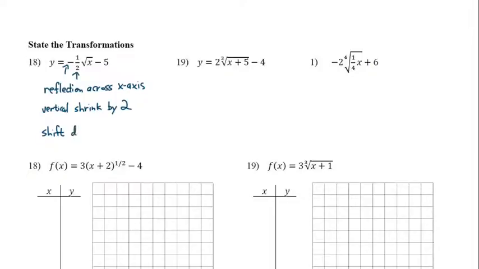So we're going down, and it is 8 o'clock in the wide world of MacArthur High School. So shift down 5. That would be it for all three of those.